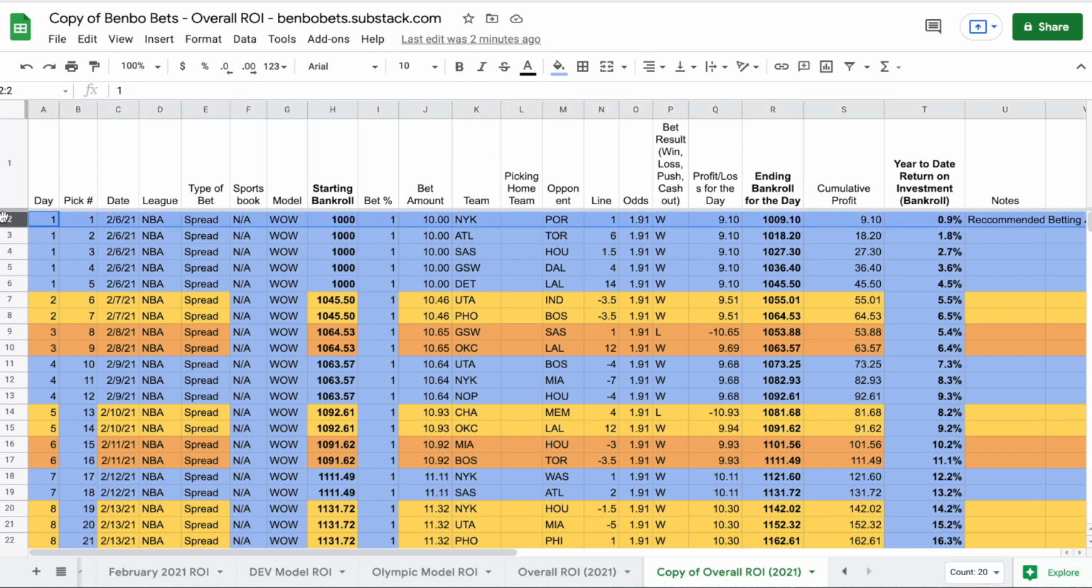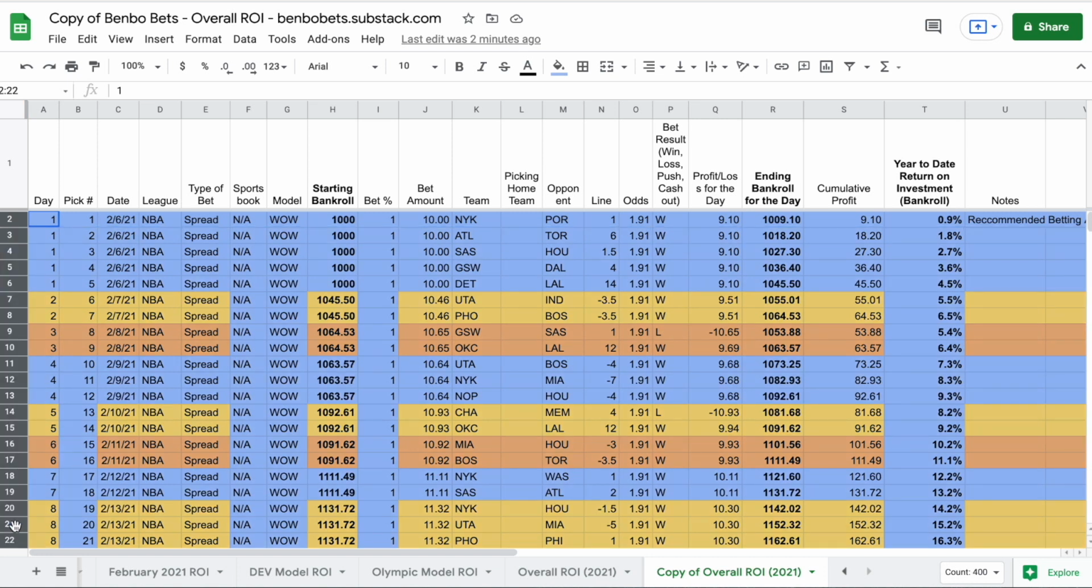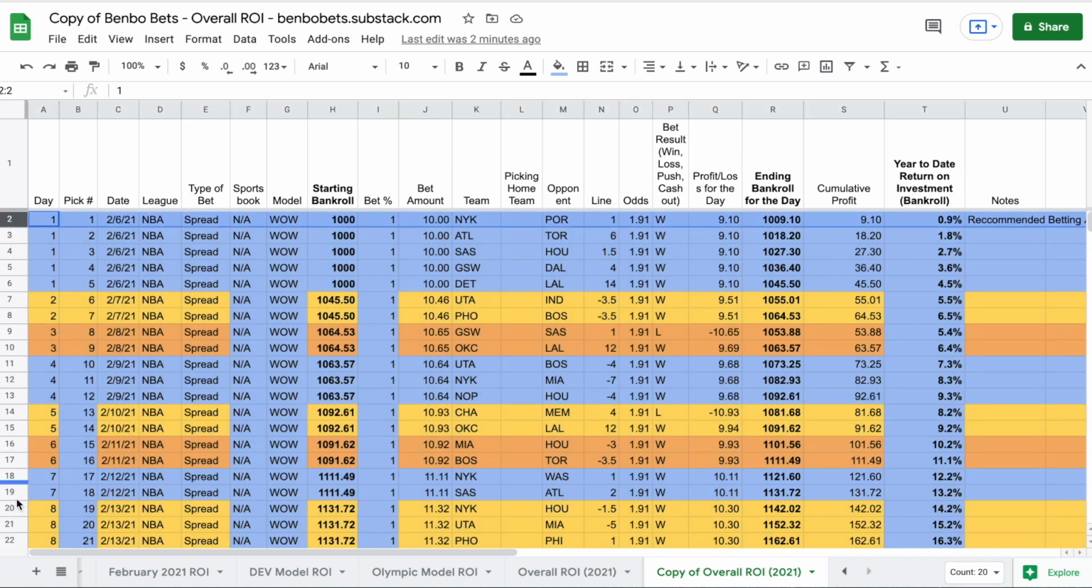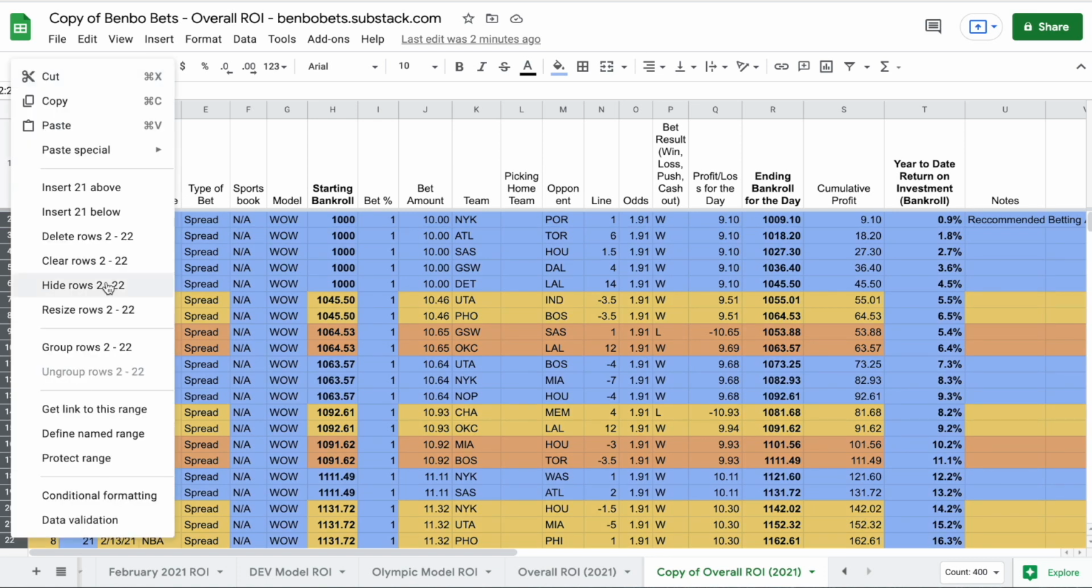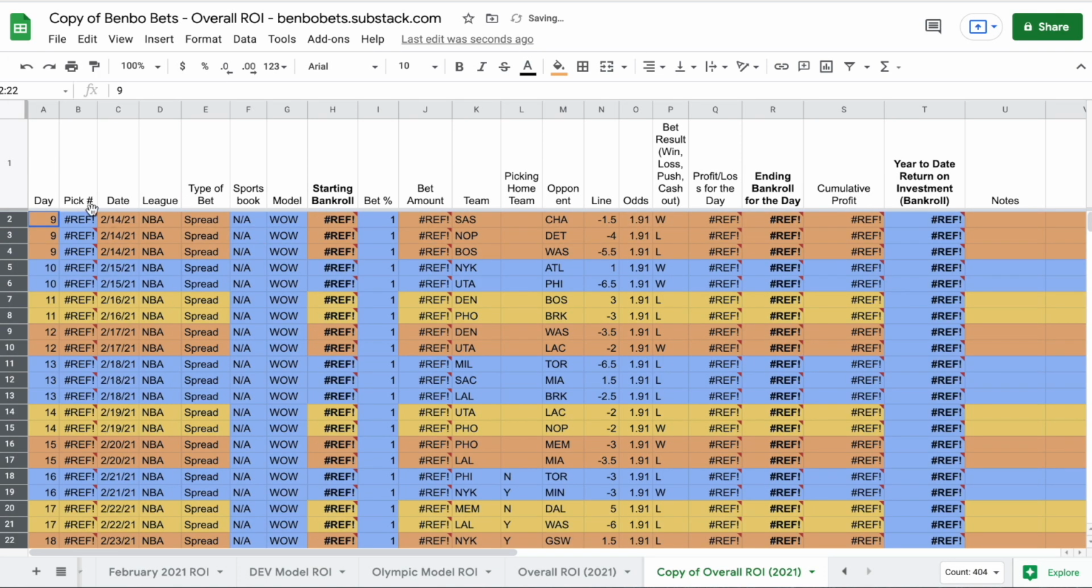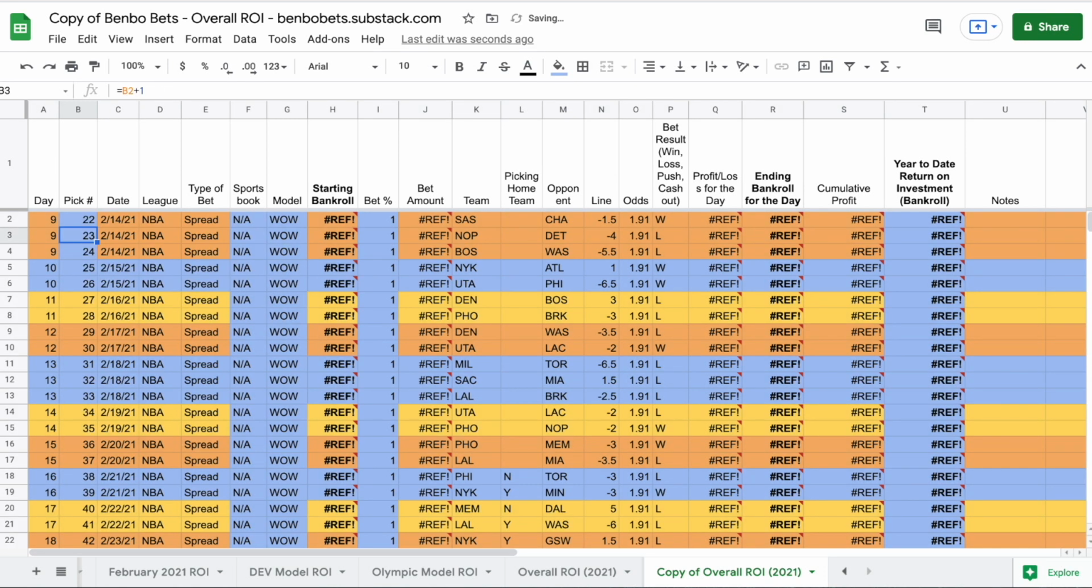Okay, so let's delete the hot start. Okay, the first 21 picks. I'm going to delete. And again, this is just a copy, so I'm not changing anything on the main sheet. Okay, so let's delete those rows. Okay, so now it broke the pick numbers. This is pick number 22. You don't even really have to worry about the pick number. That's just for me. But it's broken the starting bankroll, the profit loss, the ending bankroll, the betting amount, etc. Everything's at 1% right now.